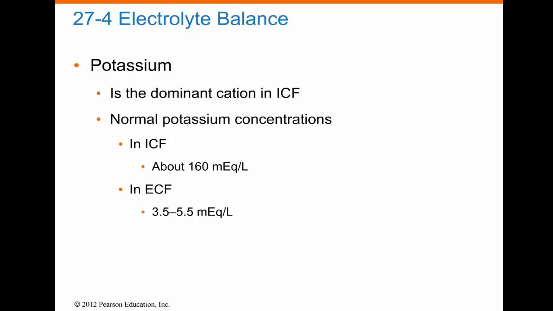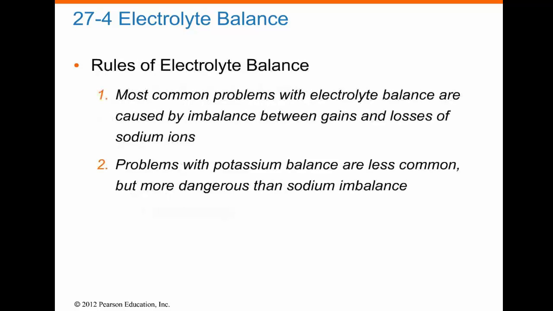So, the rules of electrolyte balance. The most common problems with electrolyte balance are caused by an imbalance between gains and losses of sodium ions. This occurs quite commonly in people who are on lots of medications. Some people are on diuretics, and other people are unable to concentrate their sodium. Problems with potassium balance are less common but are more dangerous than sodium imbalances.